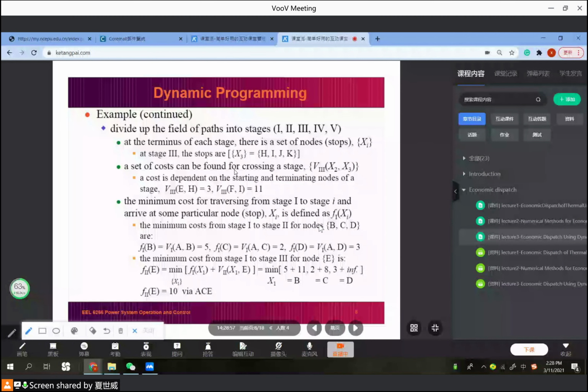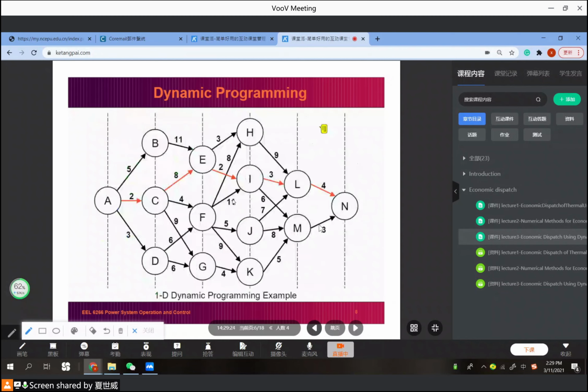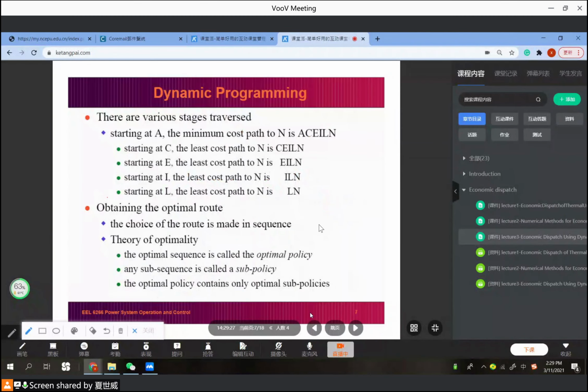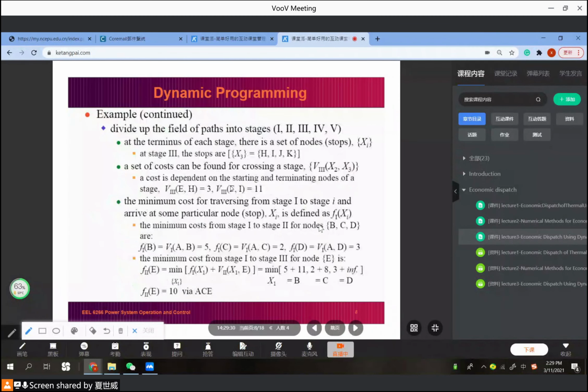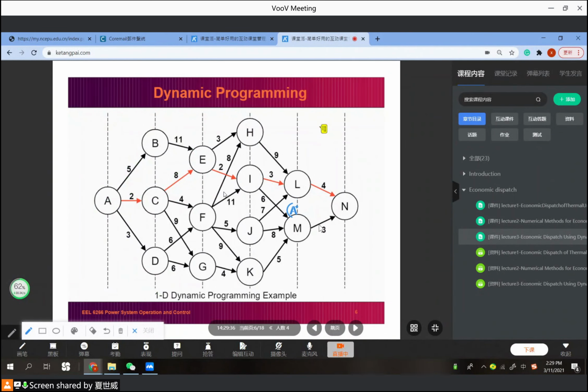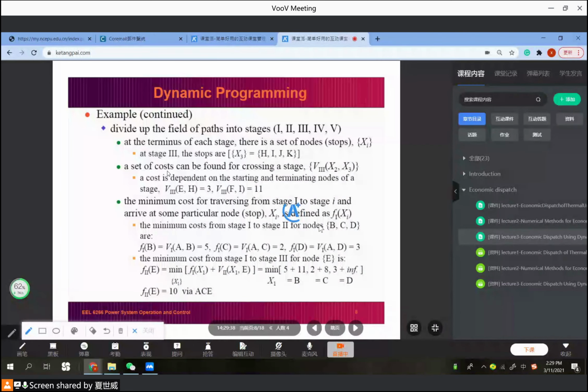So a set of costs can be found for crossing a stage. That means that you travel from one point in stage K to stage K plus 1. There will be a cost. Okay, a cost is dependent on the starting and terminal points of a stage. So you can find that if you travel from E to H, the cost will be 3. E to H, you see, 3. Okay, if you travel from F to I, there will be 11. F to I, 11. Okay, so let's continue.